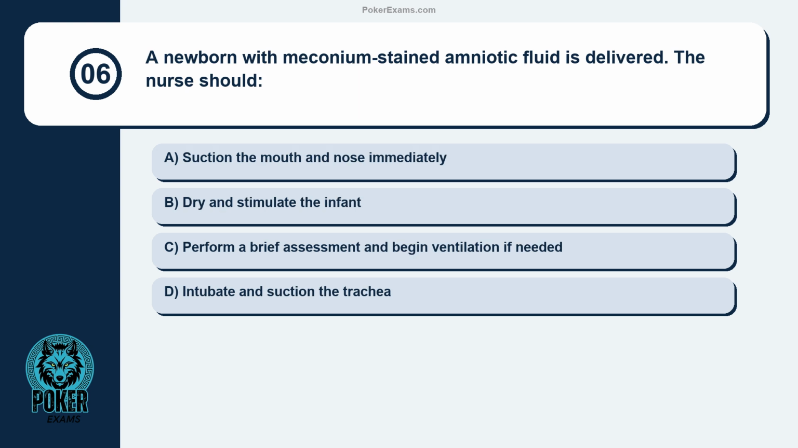Question 6. A newborn with meconium-stained amniotic fluid is delivered. The nurse should suction the mouth and nose immediately, dry and stimulate the infant, perform a brief assessment and begin ventilation if needed, intubate and suction the trachea.